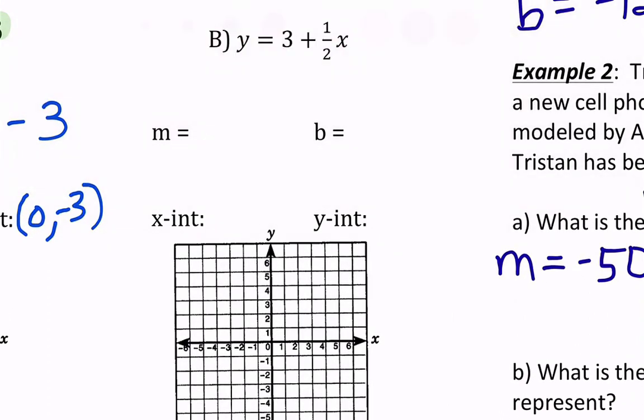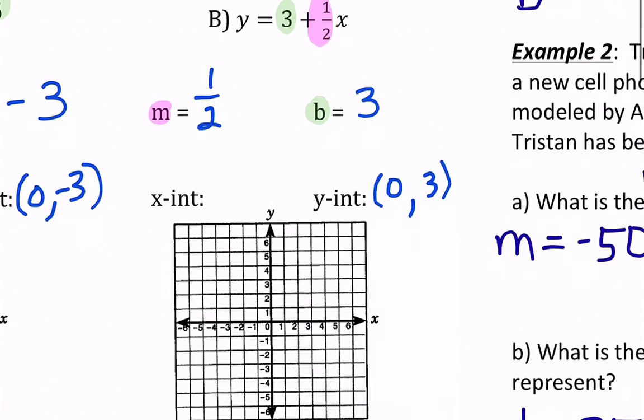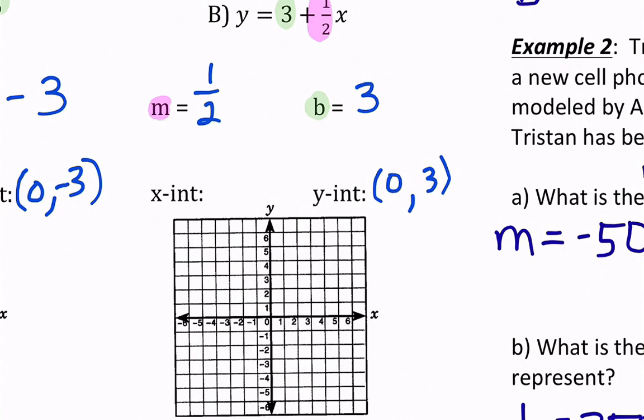Okay, so we need to identify our m and our b. Remember, your m is your slope. That's the coefficient to your x. Your b is your y-intercept. That's the number that's by itself. So we know our slope, our m is 1/2. We know our b is a +3. B is your y-intercept. So that's the y value when x is 0. So that's our starting point. So we have to start with that on our graph. So go on the y-axis and put a dot where y is 3.